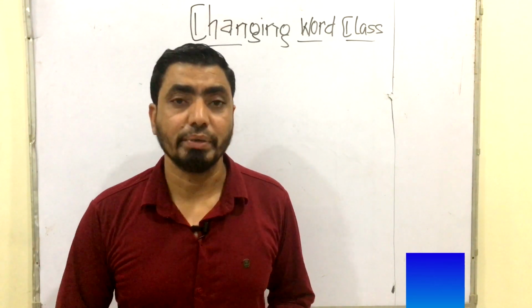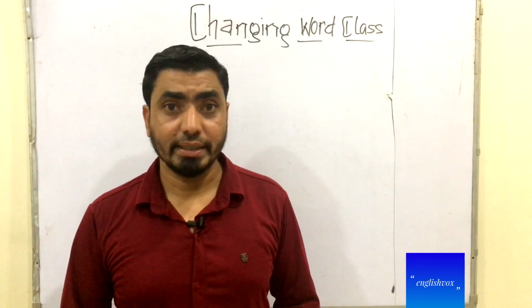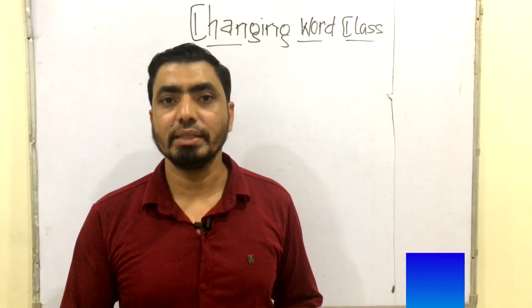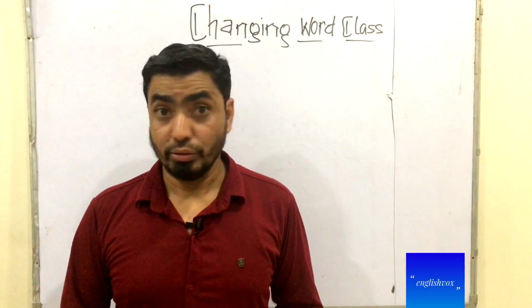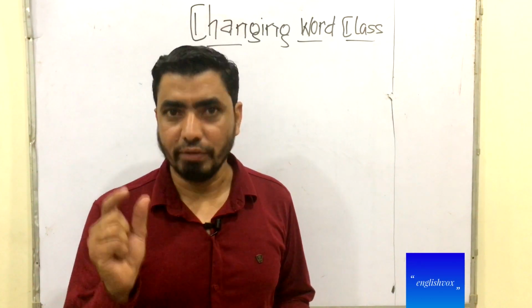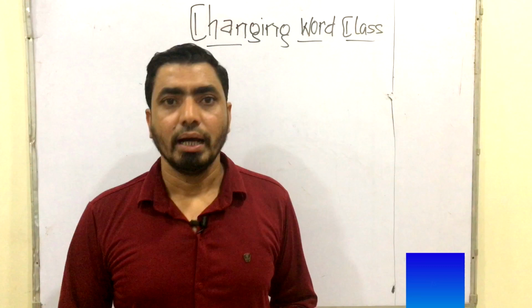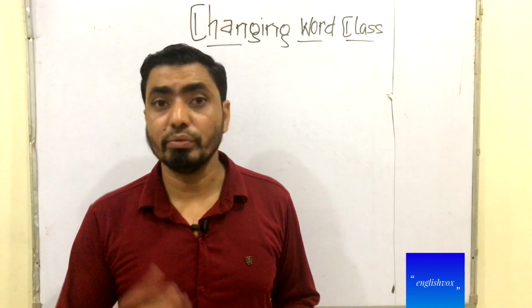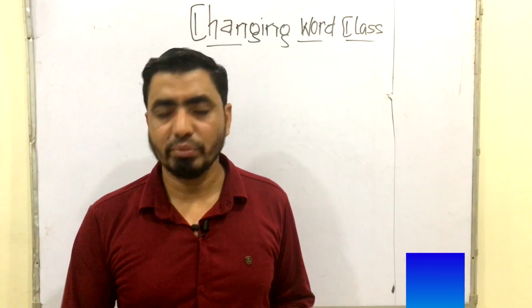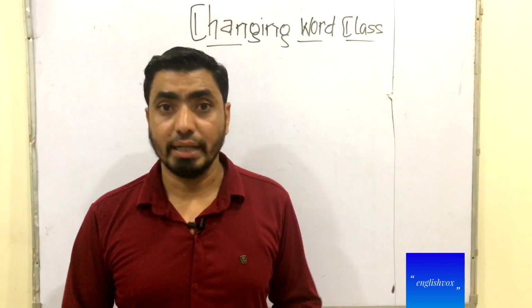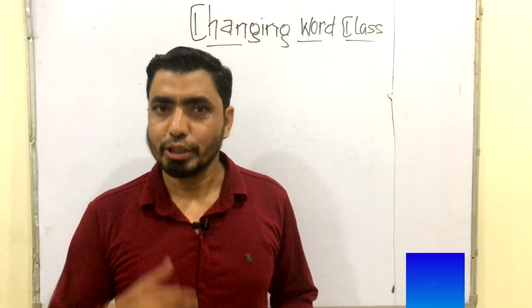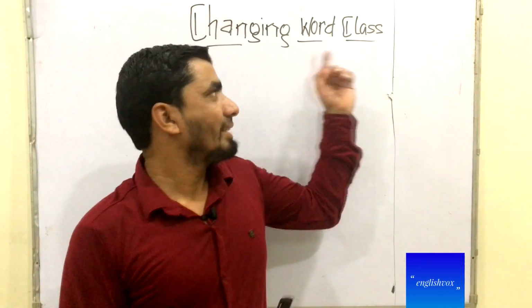Here is an example: I run faster than him. In this sentence the word run is used as a verb, and so its word class is verb. In another sentence, India has to score 10 more runs to win the match. In this sentence the word runs is used as a noun, so its word class is noun. So this is called changing word class.